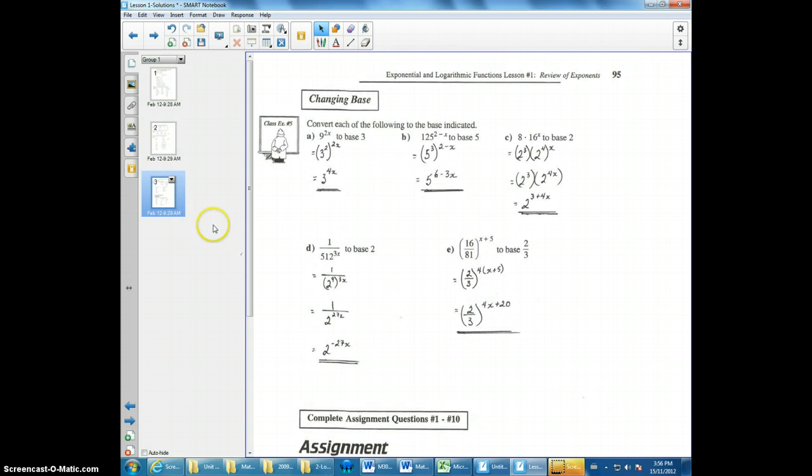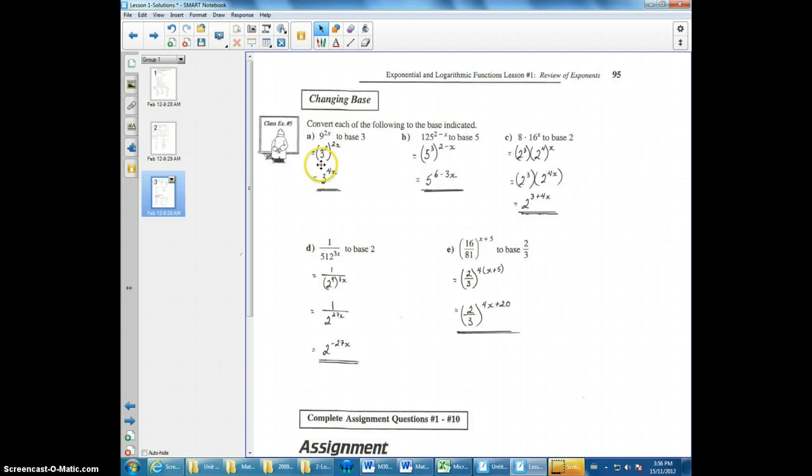Okay, we now have the last example. We're going to convert these to a new base. So 9 to the power of 2x, we're going to convert to base 3. How to do that is simply, instead of writing 9, I'm going to write 9 a funny way. I'm going to write it using base 3. So instead of writing 9, I will write simply 3 squared. As you can tell, 3 squared is the same as 9.